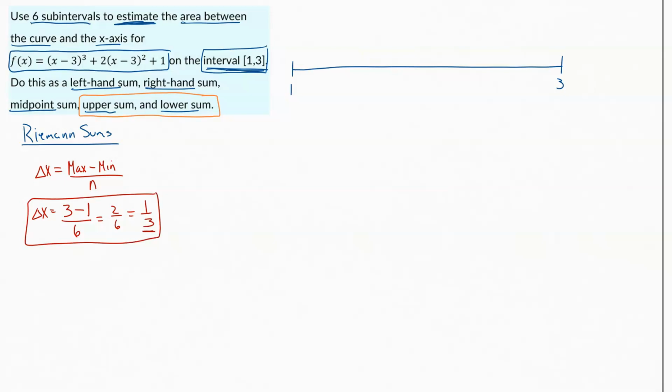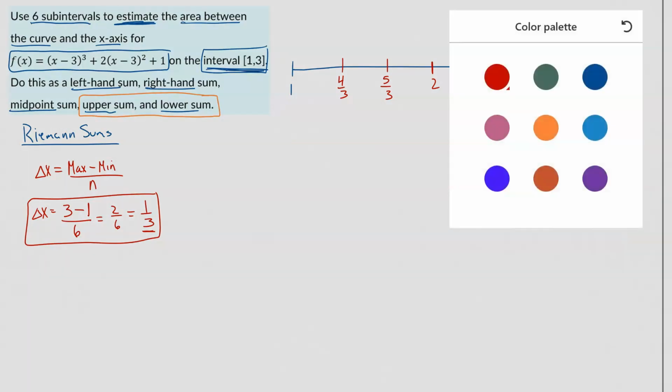We use that delta x to mark off the remaining tick marks on this interval up above here. So starting at the left-hand side at 1, I add 1/3 to that. So 1/3 plus 1 gets us 4/3. I add 1/3 to that, and I get 5/3. I add 1/3 to that, I get 6/3. 6/3 is better known as 2. I add 1/3 to that and I get 7/3. I add 1/3 to that and I get 8/3. And then I add 1/3 to that, I get 9/3, which is also better known as 3.